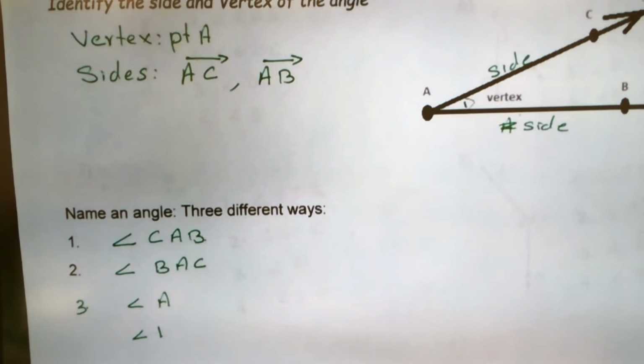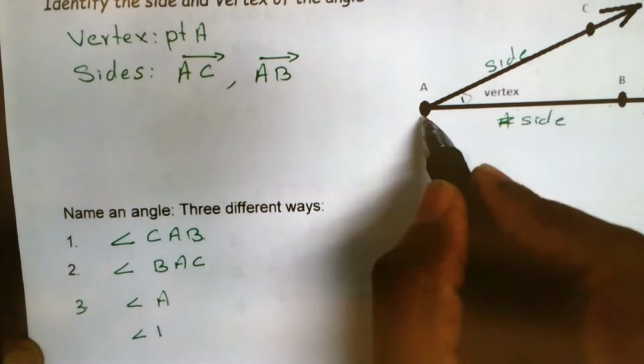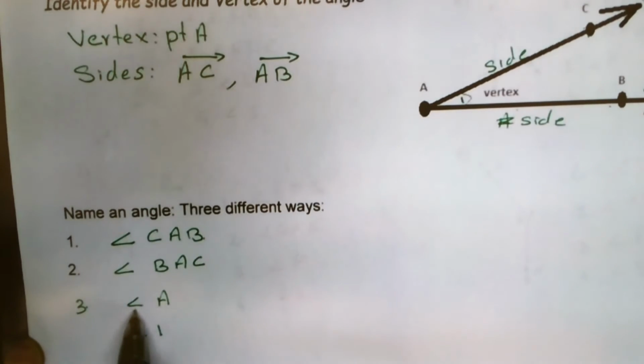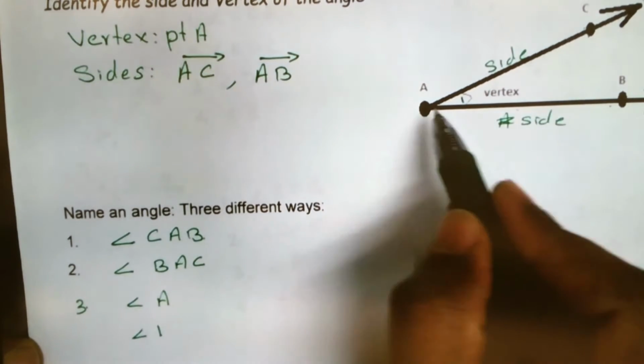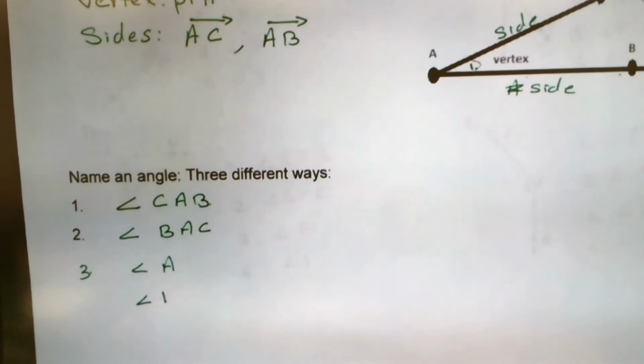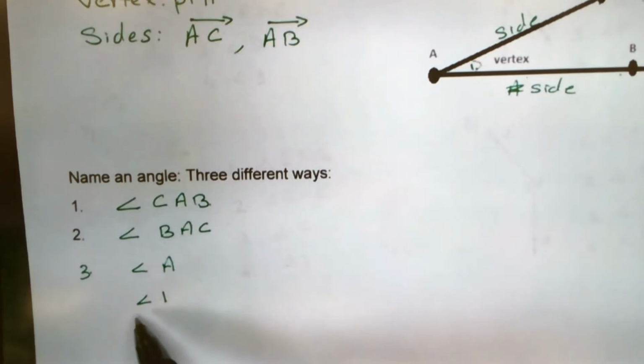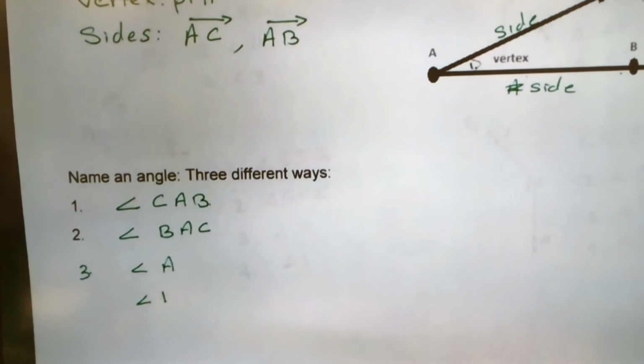So basically there are 4 different ways you can name it. One way is angle CAB and BAC, and angle A, using only the vertex. If there is a number, I can use that number to represent the angle. So there are 4 different ways you can use it. Make sure that you use the angle symbol in front to represent that you're talking about the angle.